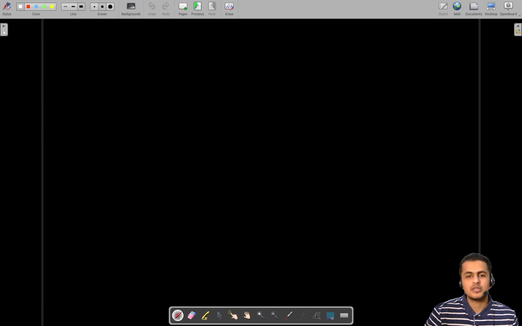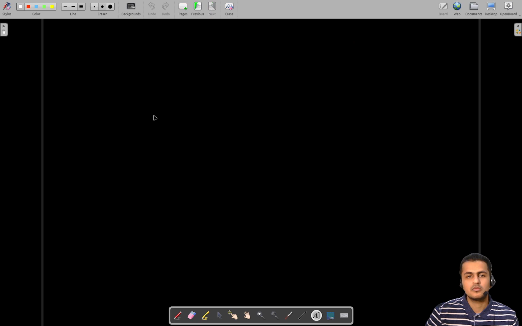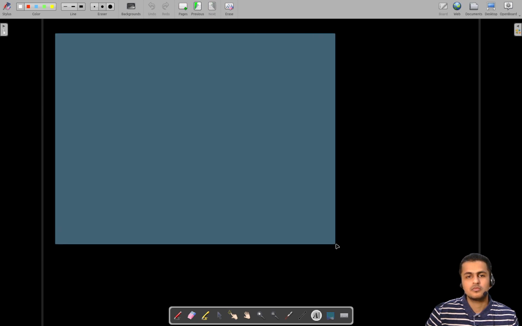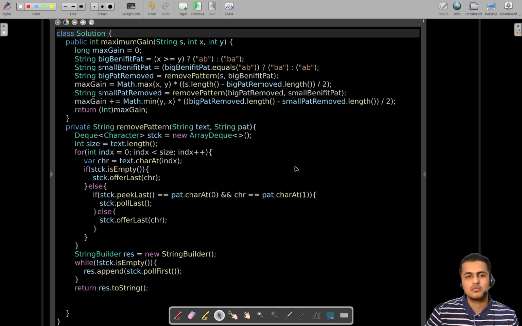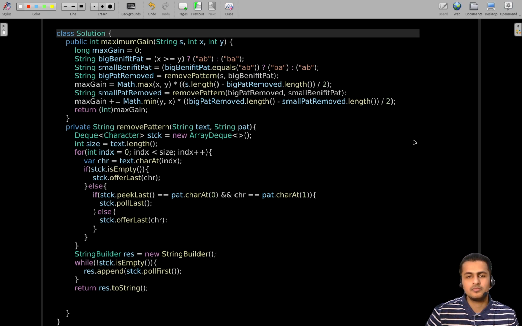So let's take a fresh slide. Okay, so this is the implementation, and for our convenience, let's remove this toolbar also.